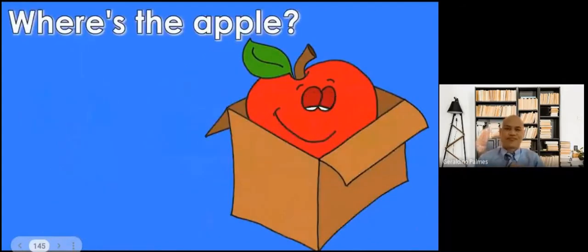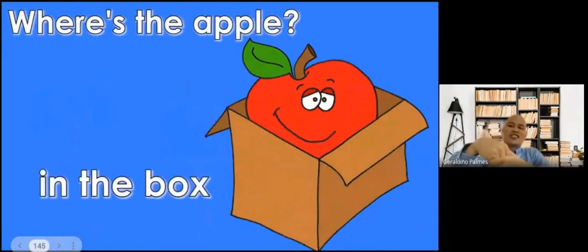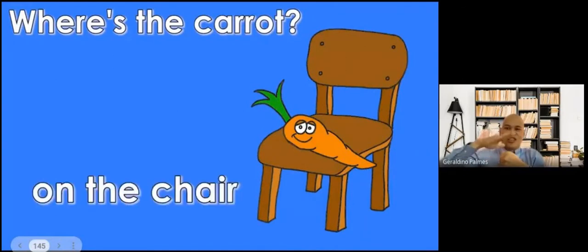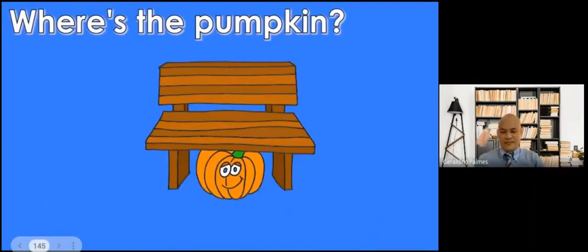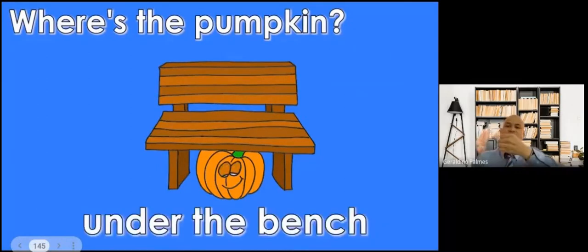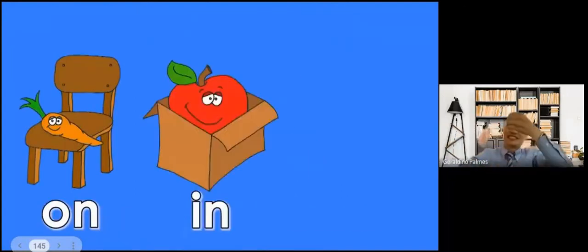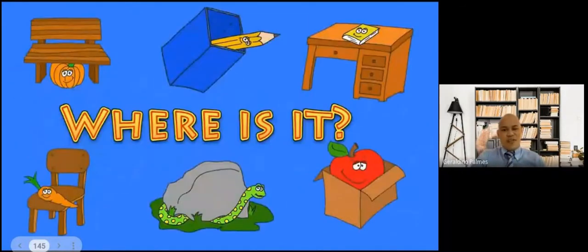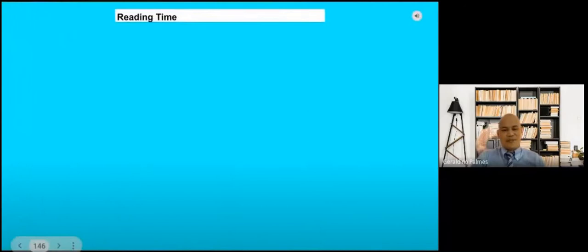Where's the apple? Where is it? In the box. Where's the carrot? Where is it? On the chair. Where's the pumpkin? Where is it? Under the bench. On, in, and under. Okay, so remember that. Very important.